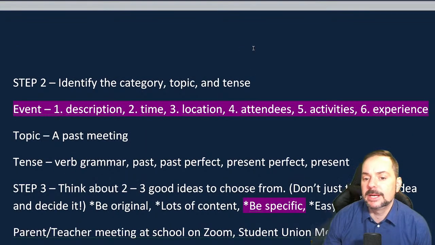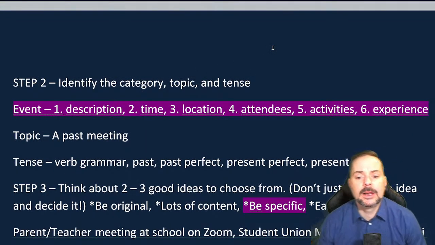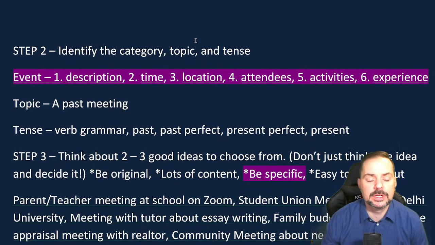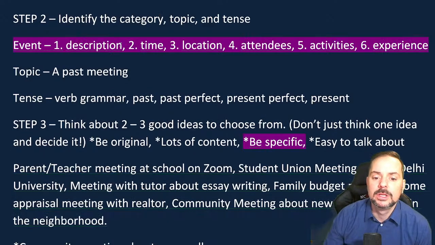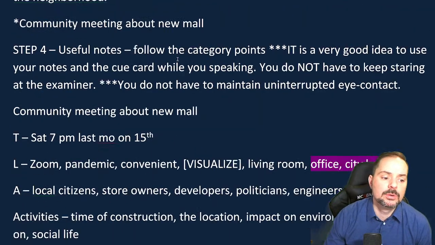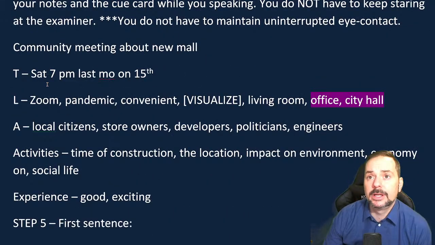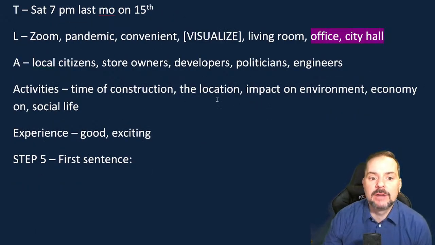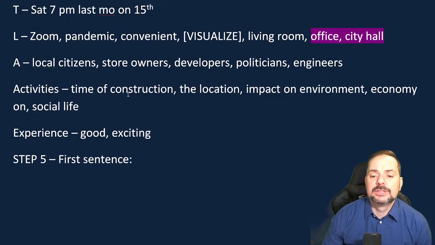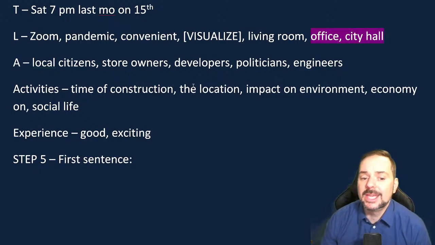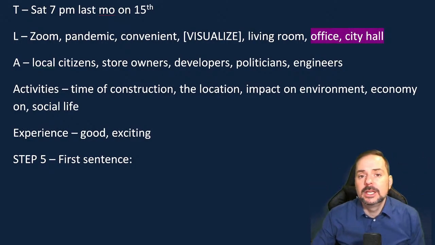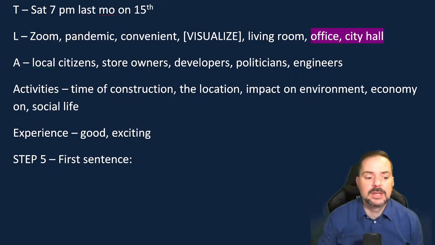Okay, maybe a parent-teacher meeting, maybe a meeting with my volunteer group about picking up garbage in the community, or how about a community project like a shopping mall that they want to build in my neighborhood. Okay, I'm going to go with that one. It was held last month. We did it on Zoom. I was in my office. Store owners, developers were there. We talked about the location, the construction, environment, economy. I'm picturing the meeting. It was kind of fun. It was important. It's exciting to have this development.